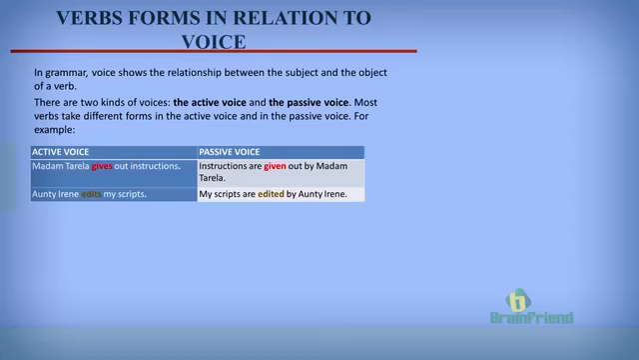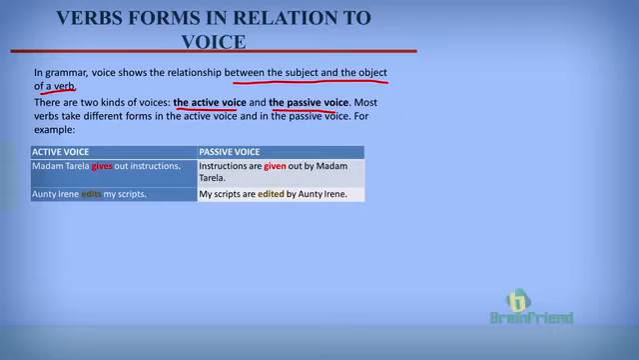Another aspect that verb forms should agree with is voice. Now in English grammar we have two voices. First, the active voice. Second, the passive voice. Voice shows the relationship between the subject and object of a verb. That's what voice does. There are two kinds of voices, like I've said before: the active voice and the passive voice. Most verbs take different forms in the active voice and the passive voice.